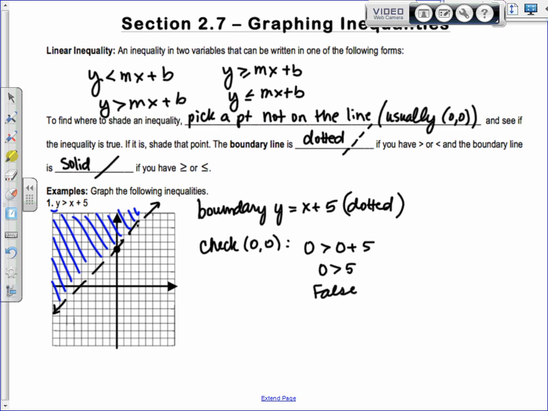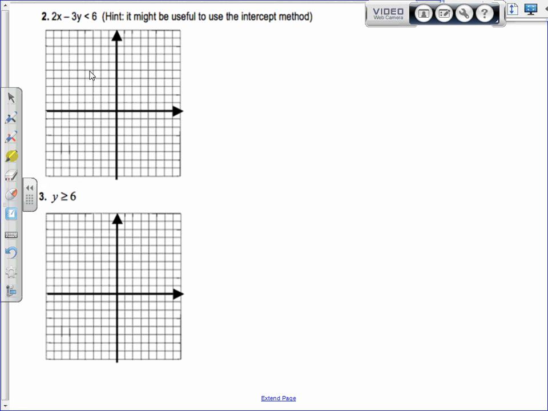All right, so let's try the next one. How about if we have a different form? We have 2x minus 3y is less than 6. So we're going to do 2x minus 3y equals 6 for the boundary, and that boundary is dotted again.